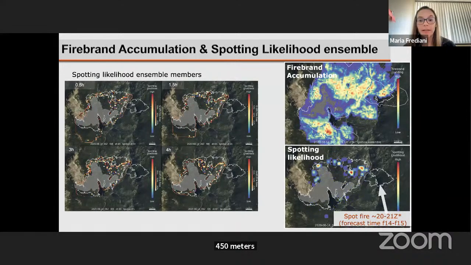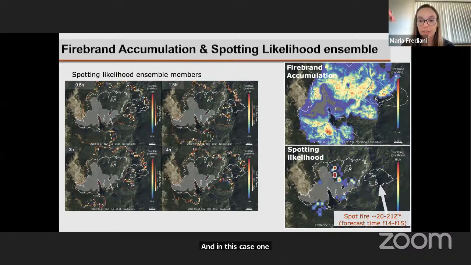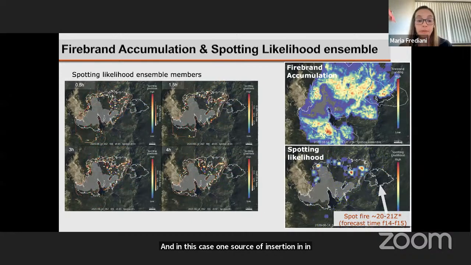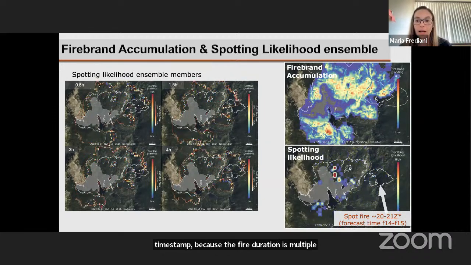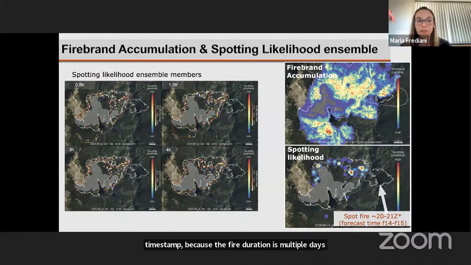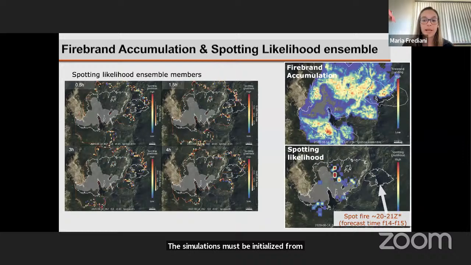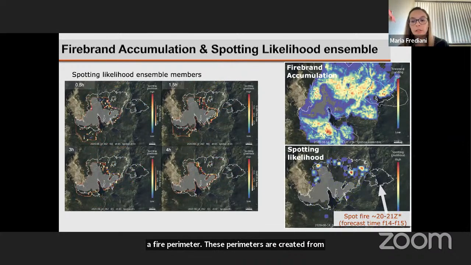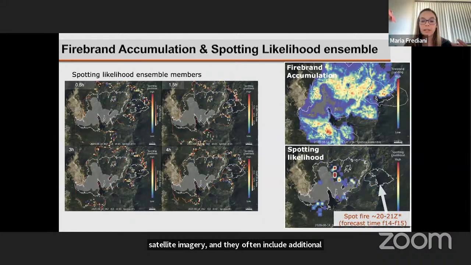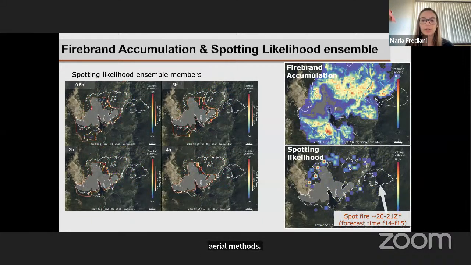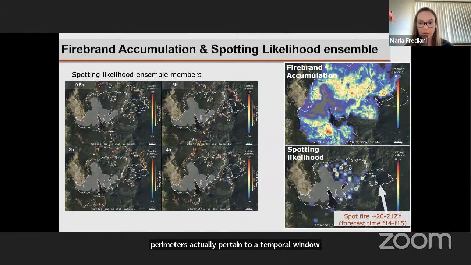In this case, one source of uncertainty in large fires, such as the Cameron Peak, is the perimeter timestamp. Because the fire duration is multiple days, the simulations must be initialized from a fire perimeter. These perimeters are created from satellite imagery, and they often include additional aerial methods. It turns out that the information in those perimeters actually pertains to a temporal window, and so uncertainty in these perimeter timestamps is inherent.